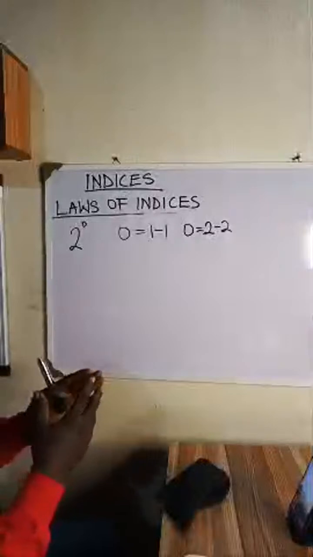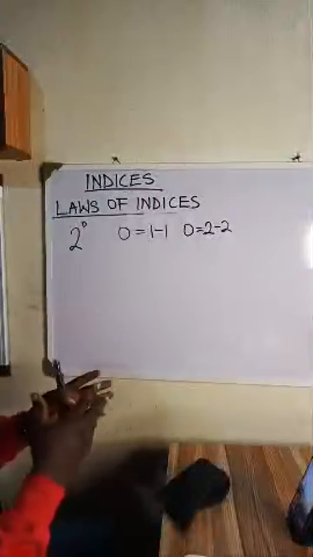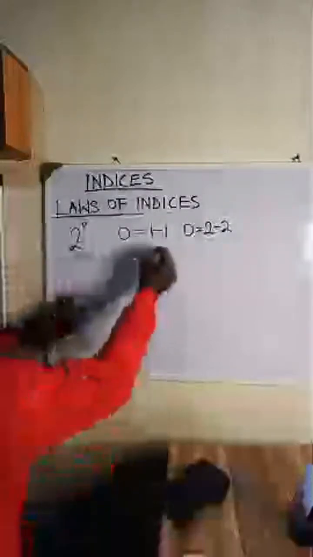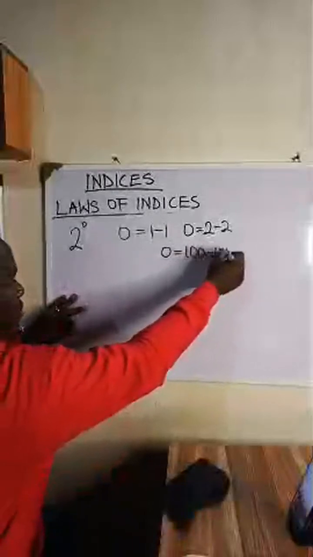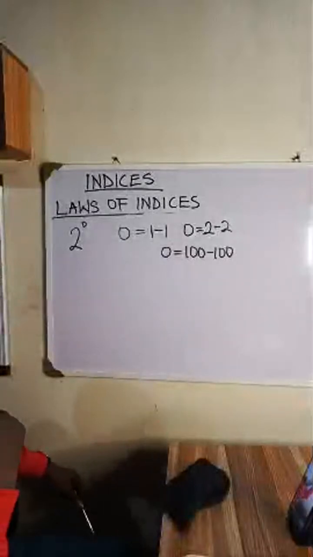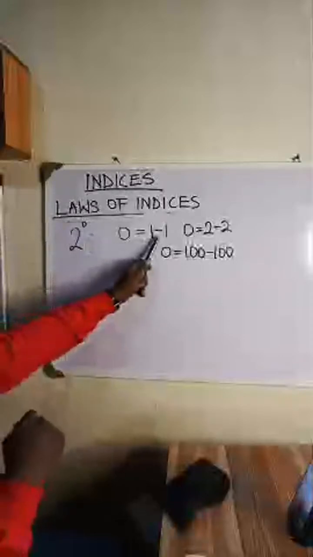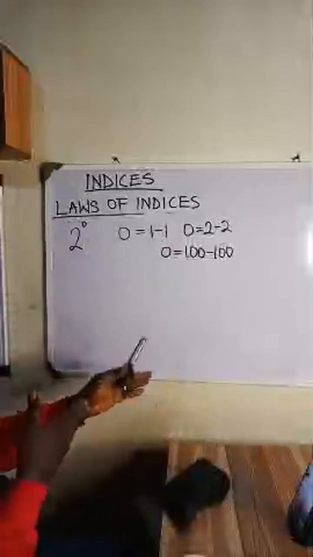So 0 is the same thing as 1 minus 1. Any number subtracting itself will give you 0. 0 is the same thing as 100 minus 100. It will give you 0. Right? So instead of having 2 to the power of 0, we can replace it with a number subtracting itself.